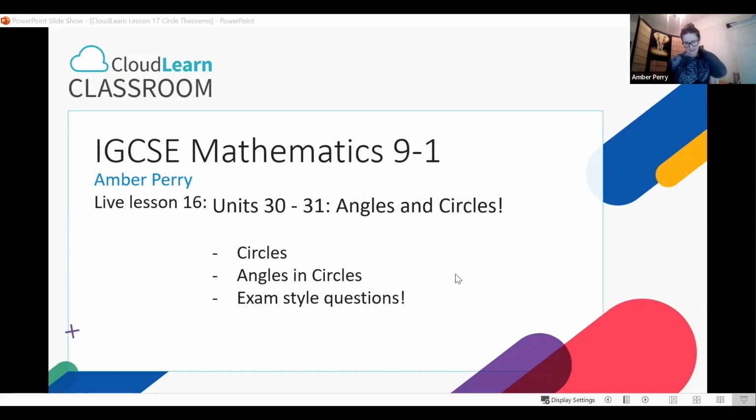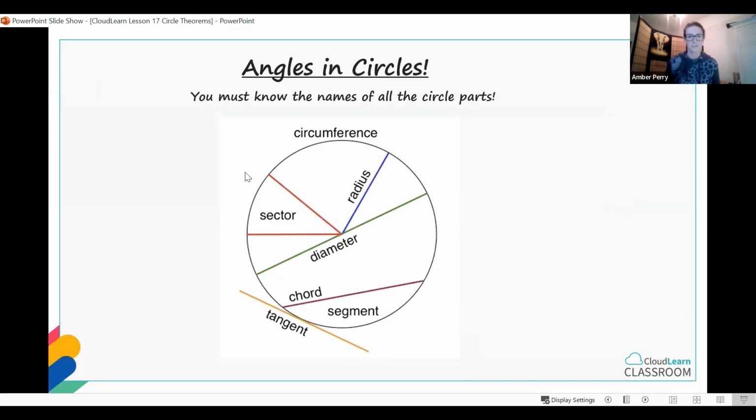So welcome back after a 4-week break for the Christmas and New Year holiday. At the end of the last lesson, we were just about to start circle theorems. And I gave you a bit of a Christmas holiday task, didn't I? Which was to make sure you know the names of all your circle parts because they are essential knowledge for today's lesson. So I'm really hoping you've gone away and done that. I'm hoping you know all of your circle parts.